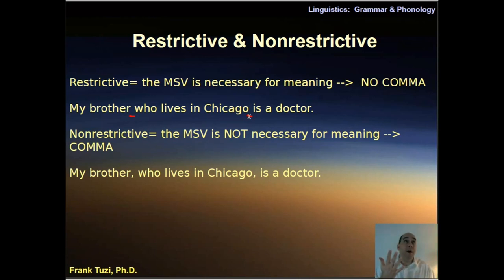And so I say to you, my brother who lives in Chicago is a doctor. If I were just to say, my brother lives in Chicago, you wouldn't understand. Which brother? You've got 5 of them. Oh, the one who lives in Chicago. That brother who lives in Chicago. Because I need the information to understand, no commas. Non-restrictive is just the opposite. I don't need the information, so we set it off with commas. My brother, I only have 1, who lives in Chicago, by the way, is a doctor. So, if it's required, no commas. If it's not required, commas. Understand? Good. Let's move on.